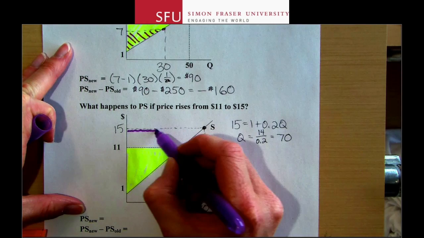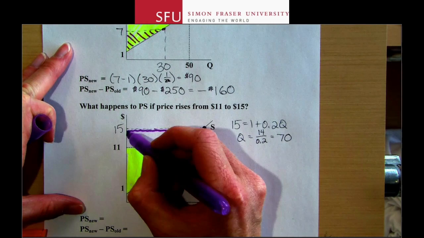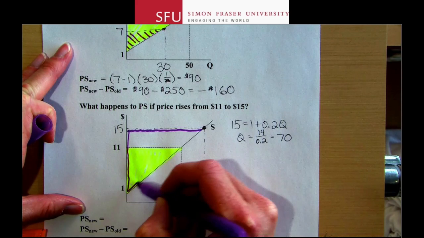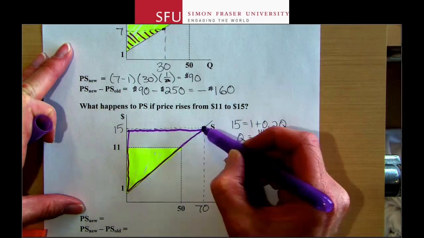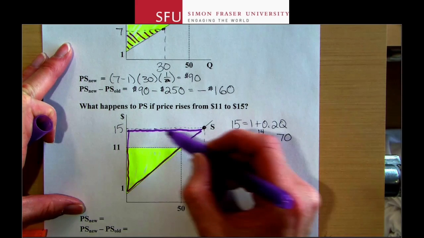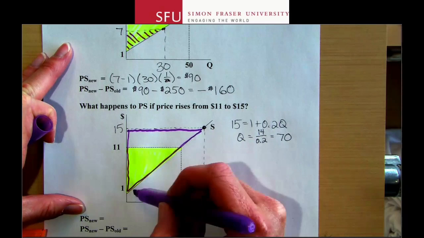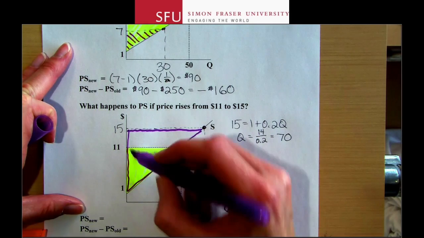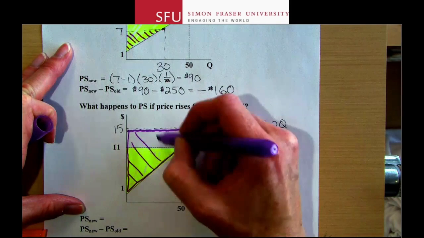Okay, so their new producer surplus will go up to here. Right, so their revenue is this big area here. Their cost is under the curve, so their surplus is this whole big triangle here.